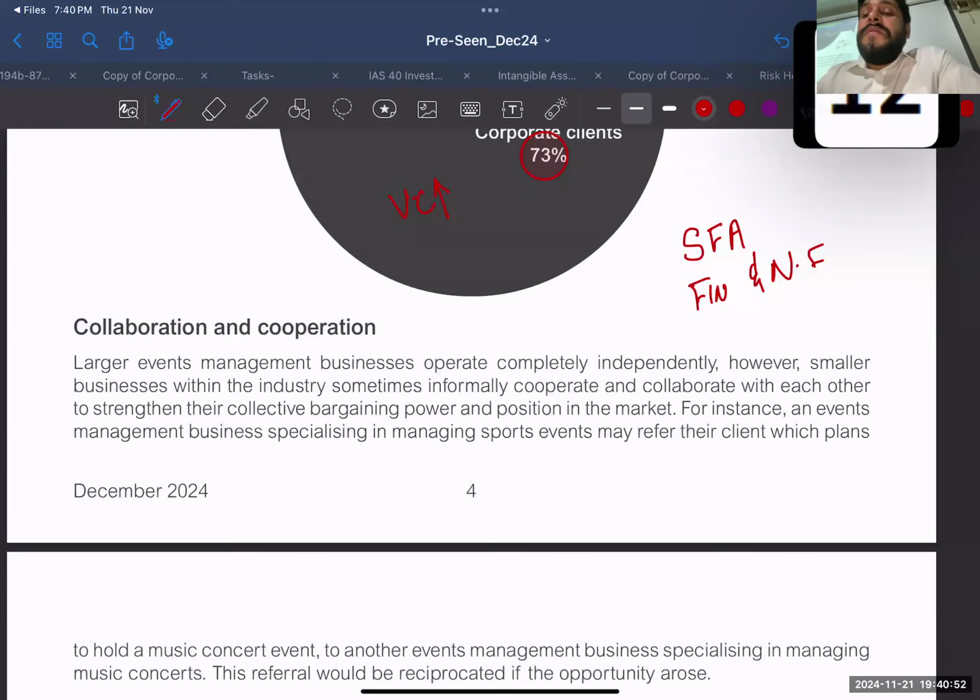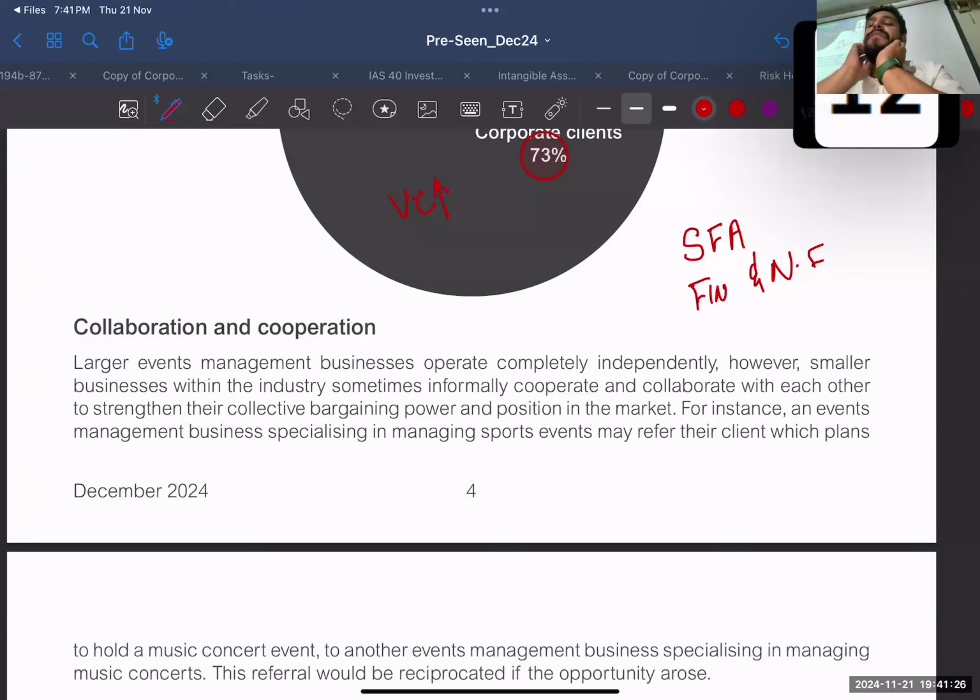It says larger event management companies operate completely independently. However, smaller businesses within the industry sometimes informally cooperate and collaborate with each other to strengthen their collective bargaining power. When I think of bargaining power, I mean the five forces: bargaining power of customers, bargaining power of buyers, threat of new entrants, competitive rivalry, and substitute products. And positions in the market.